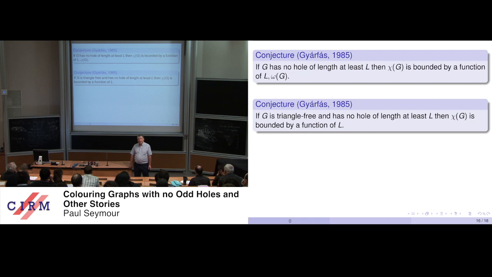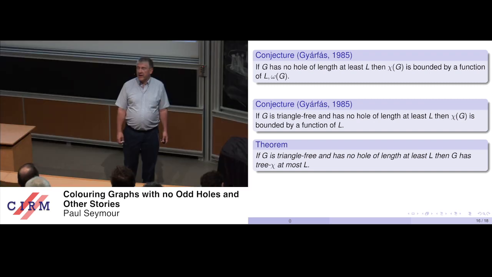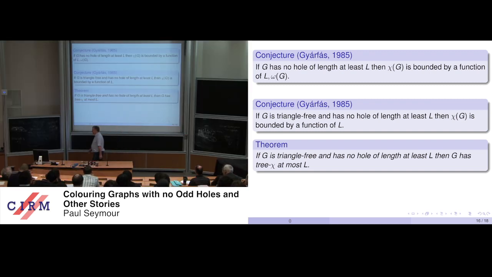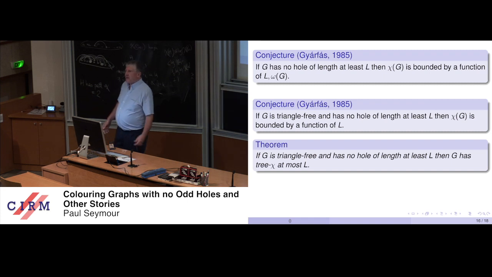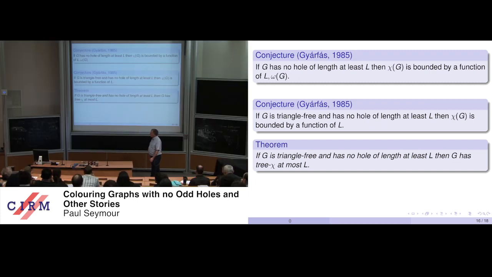So let's think about it for triangle-free graphs. If you're triangle-free and you've got no hole of length L, then it would be nice if you could prove the chromatic number is bounded by a function of L. It's open. I haven't proved it. But what I can prove is this: if it's triangle-free with no hole of length L, then its tree-chi is at most L. So if only there weren't any graphs with small tree-chi and big chi, that would be wonderful, right? But they exist. But anyway, it seems to me, I don't know if this is interesting or not, but I'm interested in tree-chi. I would like to understand it better, and this seems something non-trivial. The proof is sort of pleasant as well. Let me show you the proof.